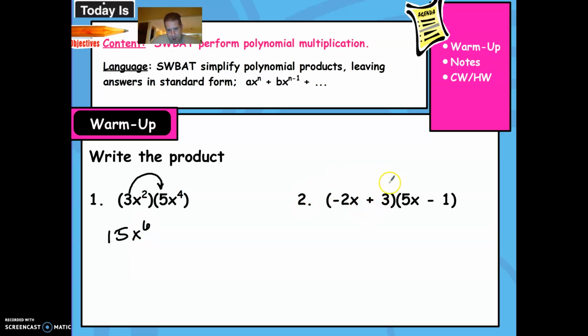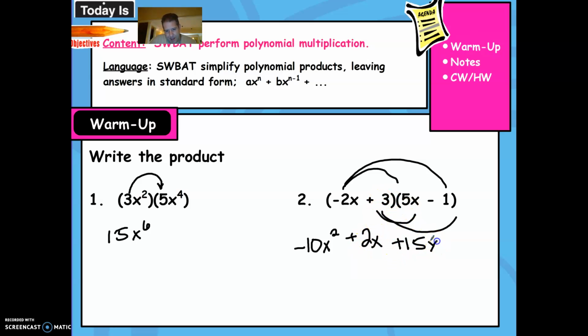Over here, it's a little bit more difficult because it's a binomial times a binomial. I do what's called the FOIL method. You multiply the things that came first, things on the outside, things on the inside, and things that came last. So negative 2 times 5 makes negative 10x squared. X times another x, 1 plus 1 is 2. Outsides becomes positive 2x. Negative times a negative is a positive. Insides is 15x. And last is negative 3.